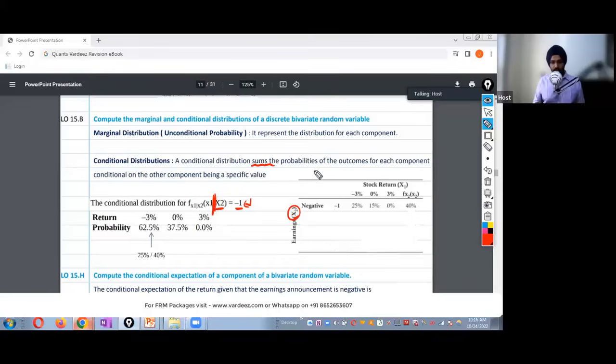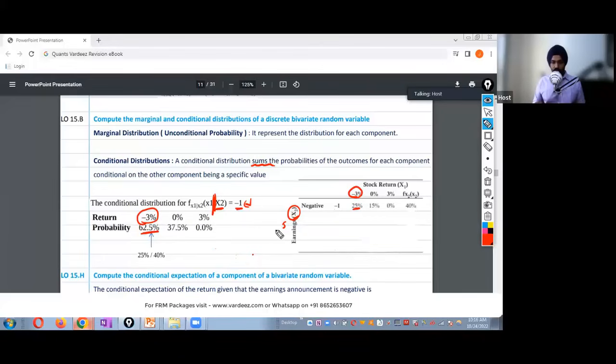It sums the probability. It's not going to be a simple 25 plus 15 plus 0. No, it's not going to be like that. It's going to be the joint probability divided by the marginal probability for each component. That means this 25 divided by 40, that's going to be 62.5%. That is my probability for the return being -3%.